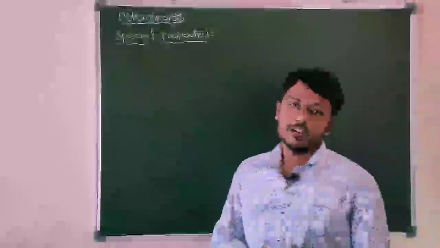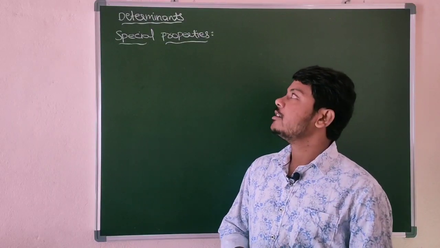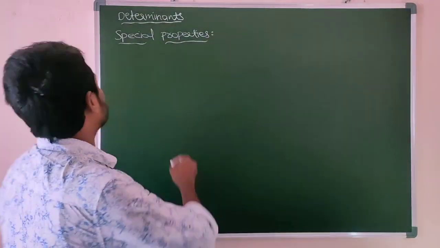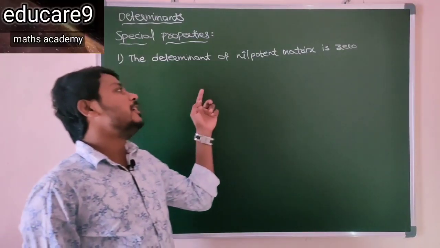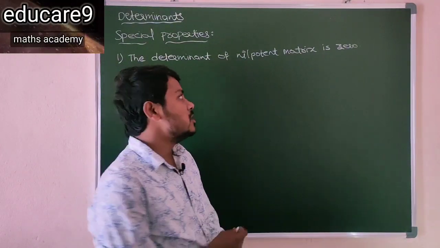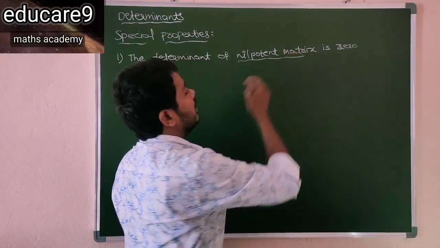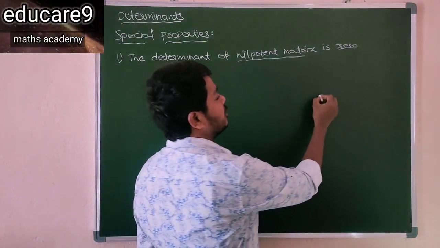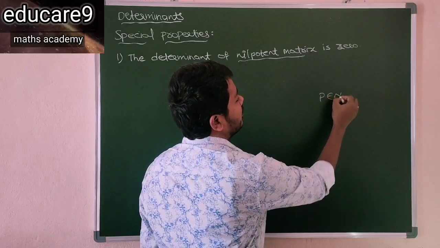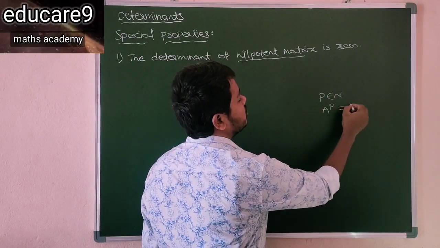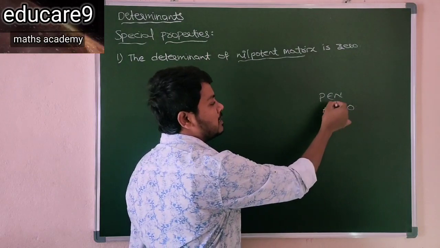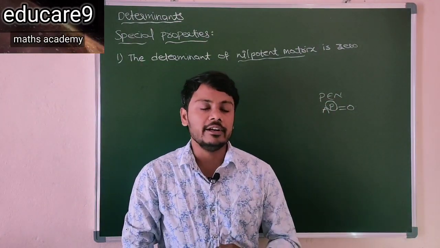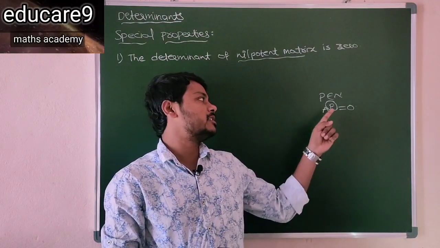Hi, hello everyone. For this session, we will discuss special properties of determinants. So, see our first property. The determinant of a nilpotent matrix is 0. So, what is a nilpotent matrix? A square matrix A is said to be nilpotent if there exists P belonging to N such that A power P is equal to 0. Here P is the index, and that matrix A is called a nilpotent matrix of index P.